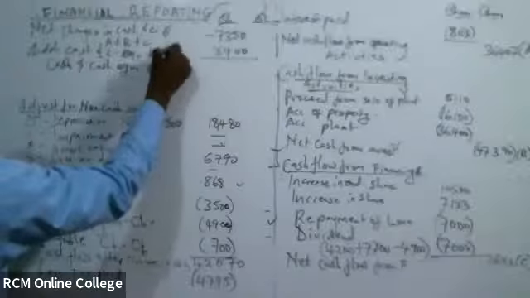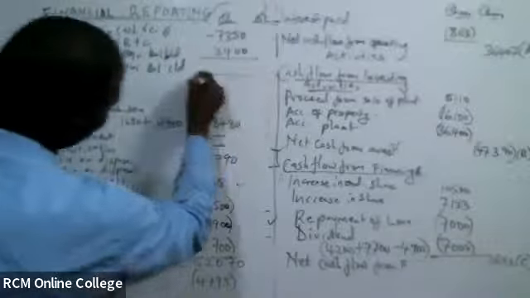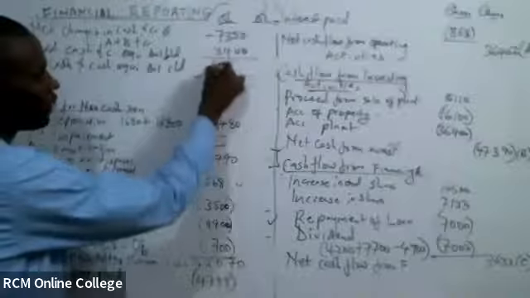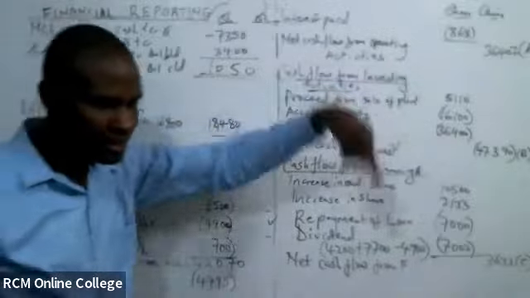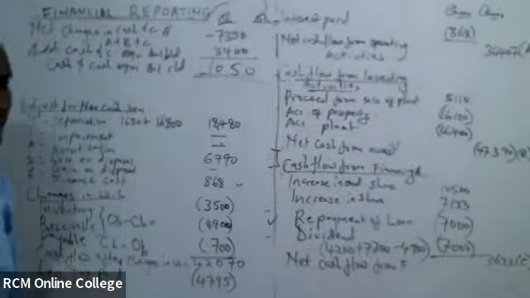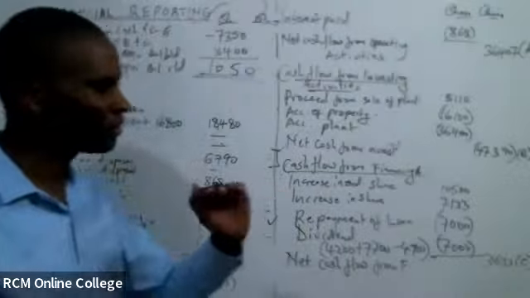Hii ni brought down. Carry down. Haya inakuwa ngapi? Ukitoa 1050. Is it the same na yenye tunafunga? Ukiangalia ya kufunga kule, is it the same? Alright, that's how you do it.